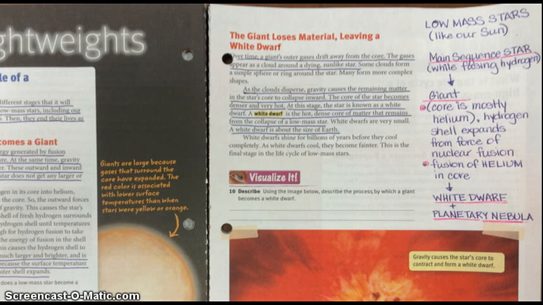At this point, the core is mostly helium. And remember, you have a hydrogen shell which expands from the force of nuclear fusion. And then eventually you have the fusion of helium in the core with what's left, which is basically a white dwarf. And then that expanding outer shell of gases is the planetary nebula.